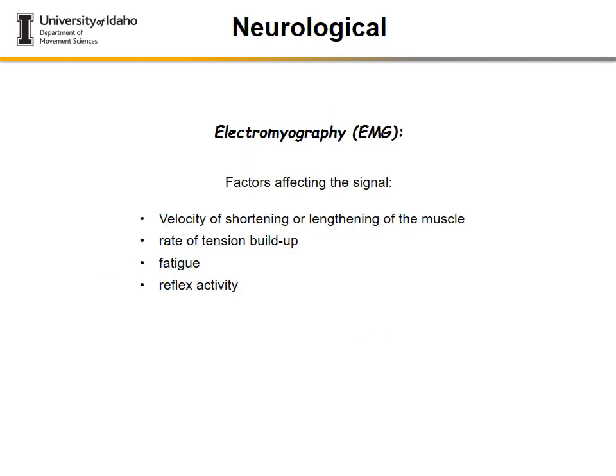So it's important to understand that EMG is a measure that we can use, but it has many different factors that affect the signal. These are a few of them here: the rate of tension buildup, your fatigue, the reflex activity, and the lengthening or shortening of the muscle. Also, since we're often measuring on the surface, the level of adipose tissue, or the level of interference between the electrode and the skin surface itself, can affect that signal as well.